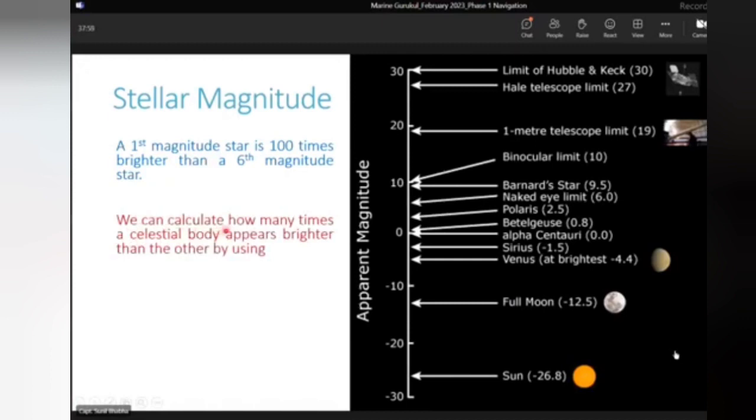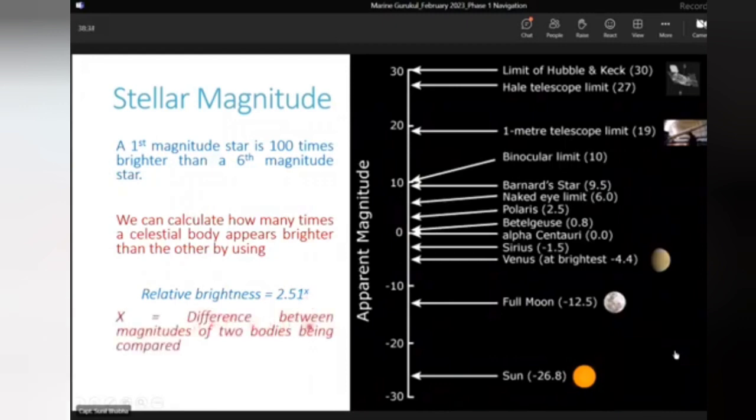We can also calculate, if we have two celestial bodies, their stellar magnitude known to us, how many times a particular celestial body appears brighter than the other celestial body. We have a formula which can be used to calculate the relative brightness, and that formula is: relative brightness of a body compared to another celestial body is equal to 2.51 raised to power x. Now what is x in this formula? x is the difference between the magnitudes of the two bodies which are being compared.